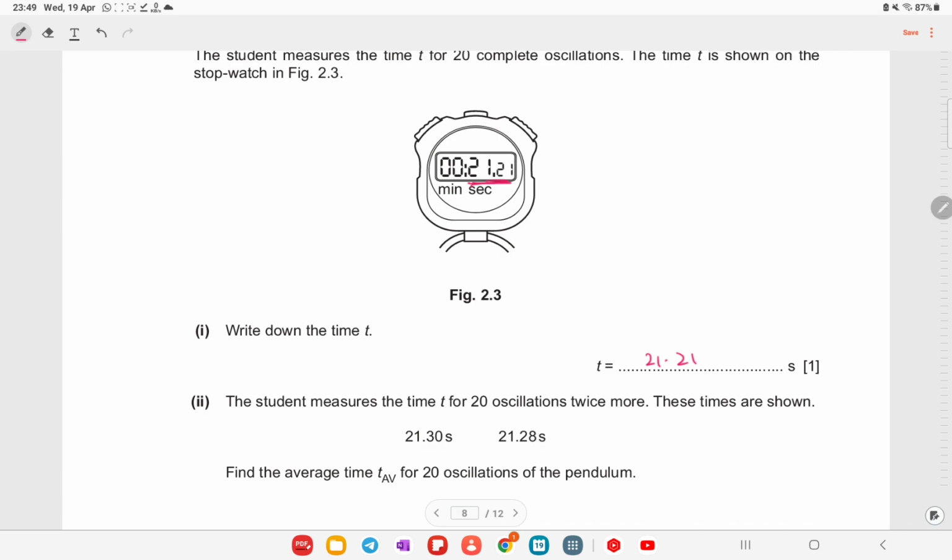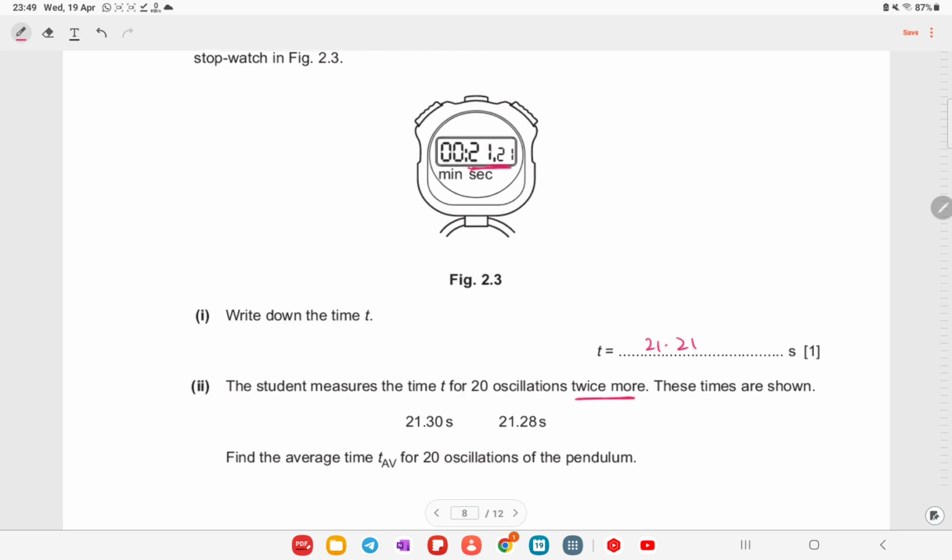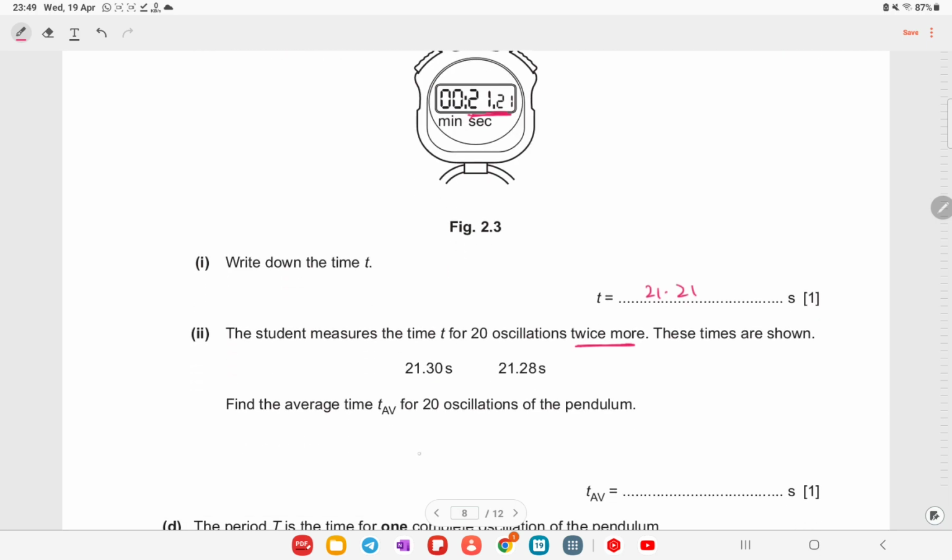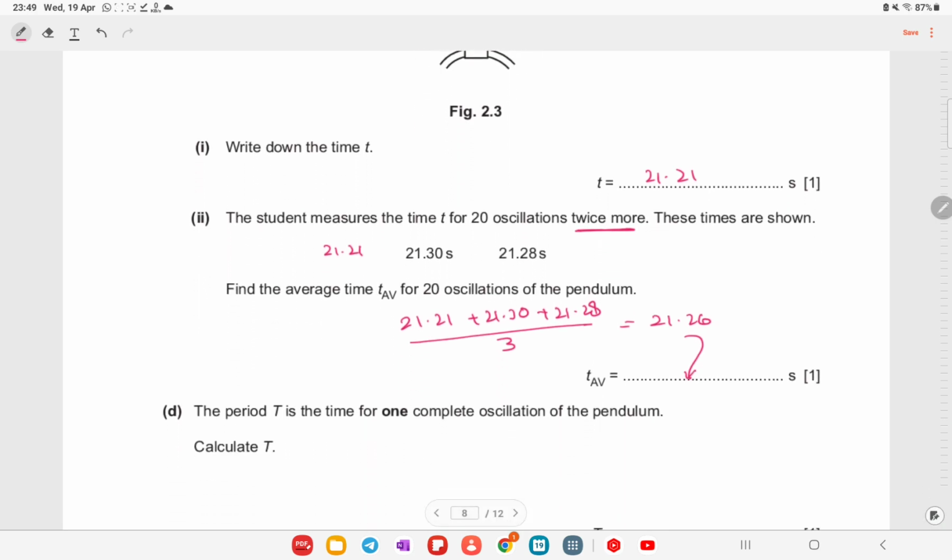The student measures the time t for the 20 oscillations twice more. These times are shown like this. Find the average t average for the 20 oscillations of the pendulum. So you find the average: 21.21 plus 21.30 plus 21.28 divided by 3. So it's going to be 21.26, which is the answer over here.